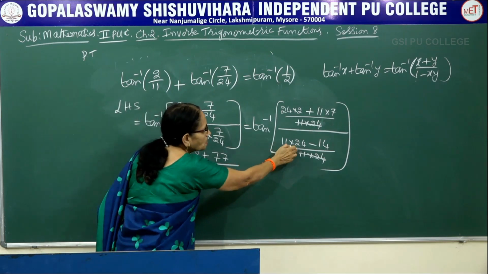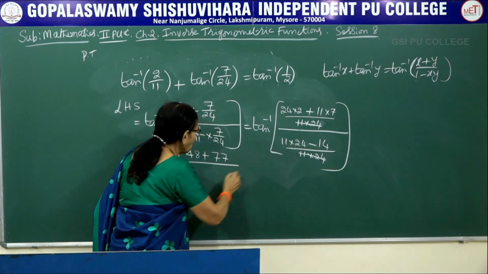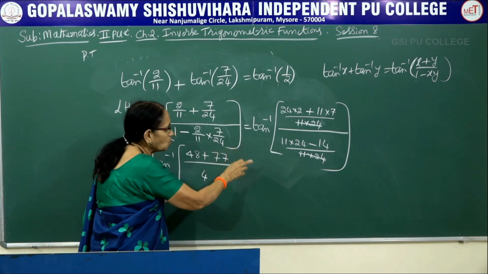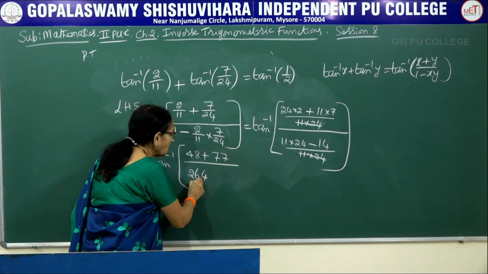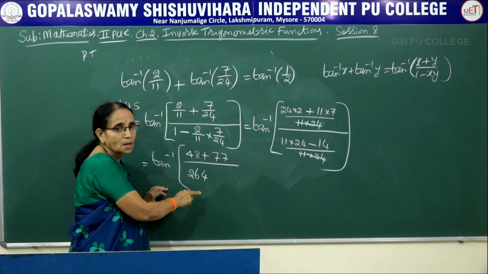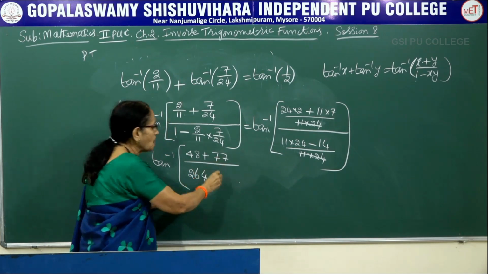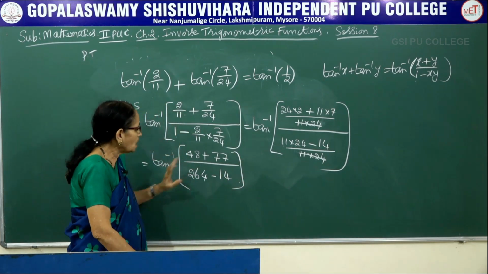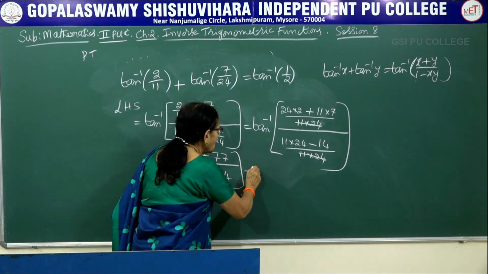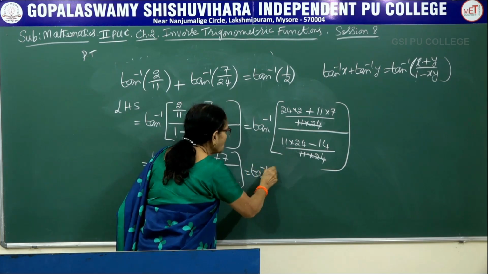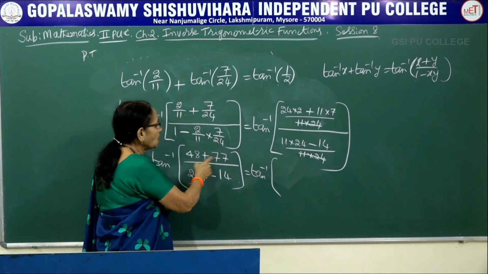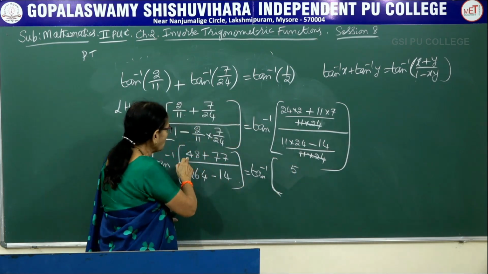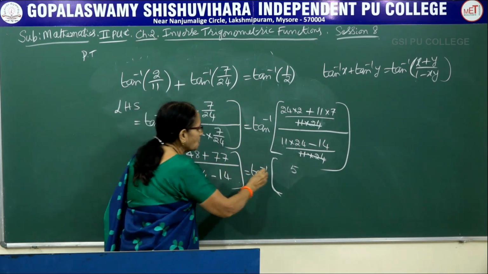Here you do the multiplication carefully. 11 fours are 44, 4 carried. 11 twos are 22 plus 4, that would be 26. So the product is 264 minus 14. Now let us add the numerator, and in the denominator we have to subtract. So 8 plus 7, that is 15, 1 carried, 1 plus 4 is 5, 5 plus 7 is 12.